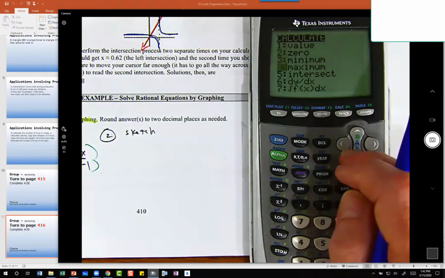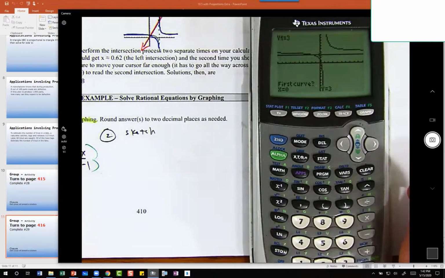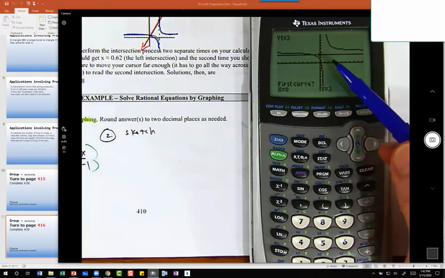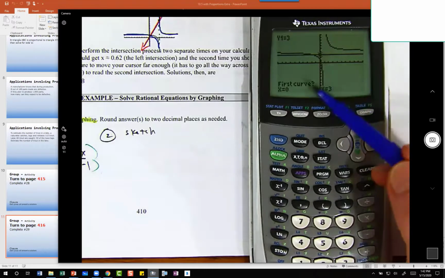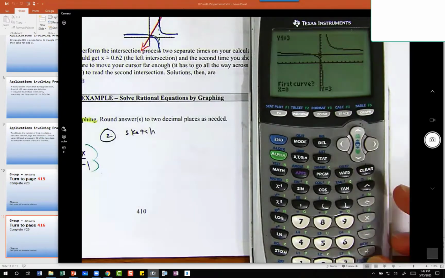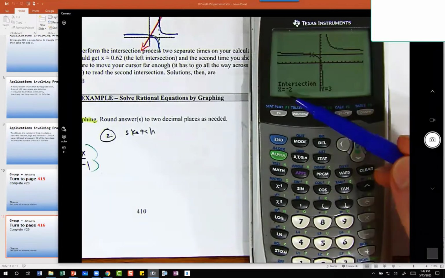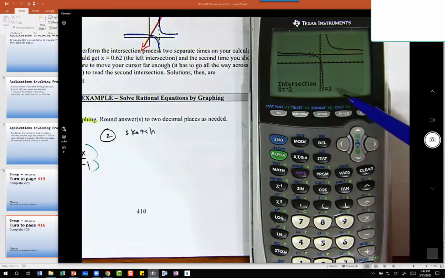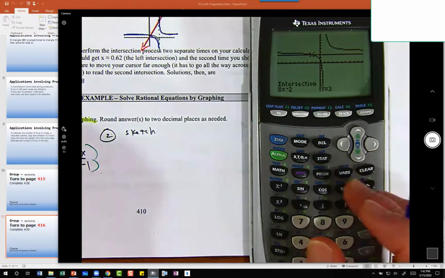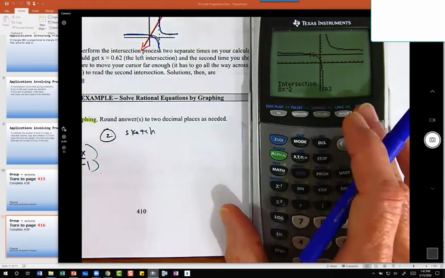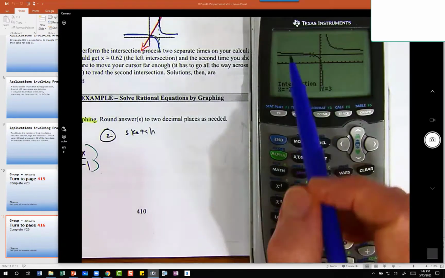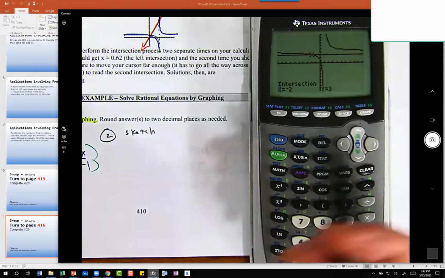So I'm going down here to number 5. And now I've got these questions. First curve, second curve, guess. First curve, enter. Second curve, enter. Guess, enter. And it found it at -2, 3. Okay, so let's translate that into our sketch.